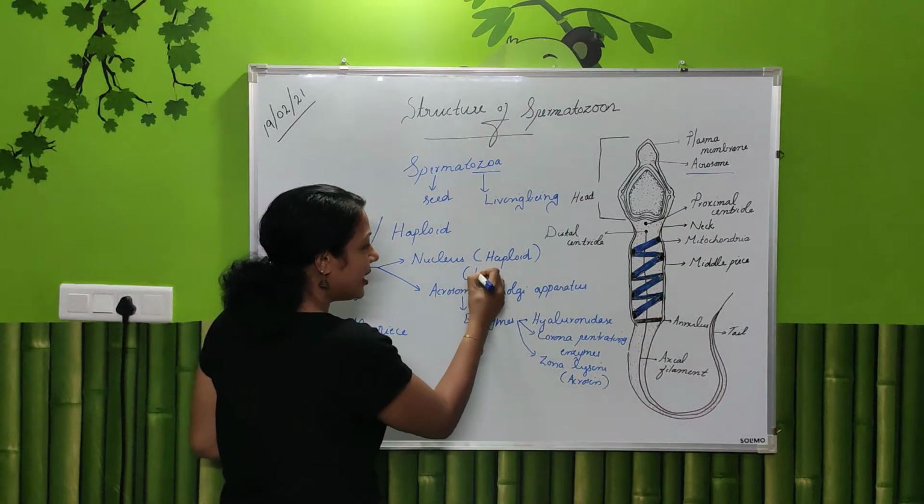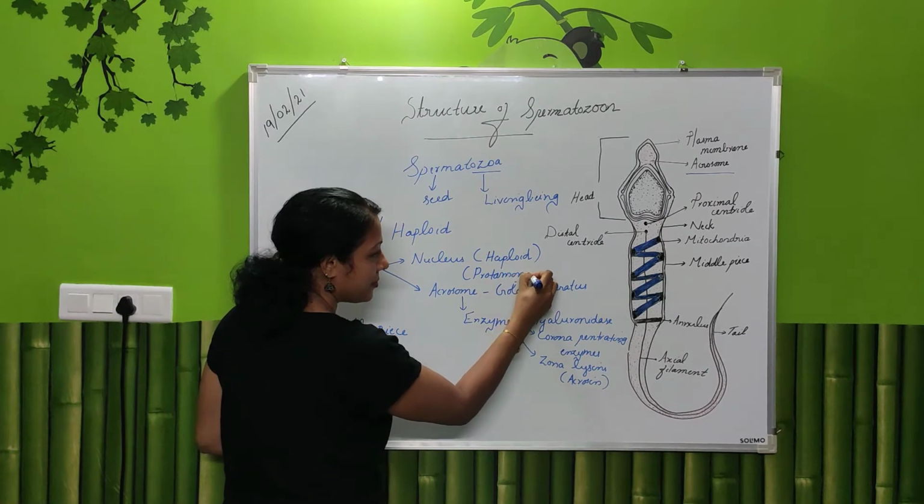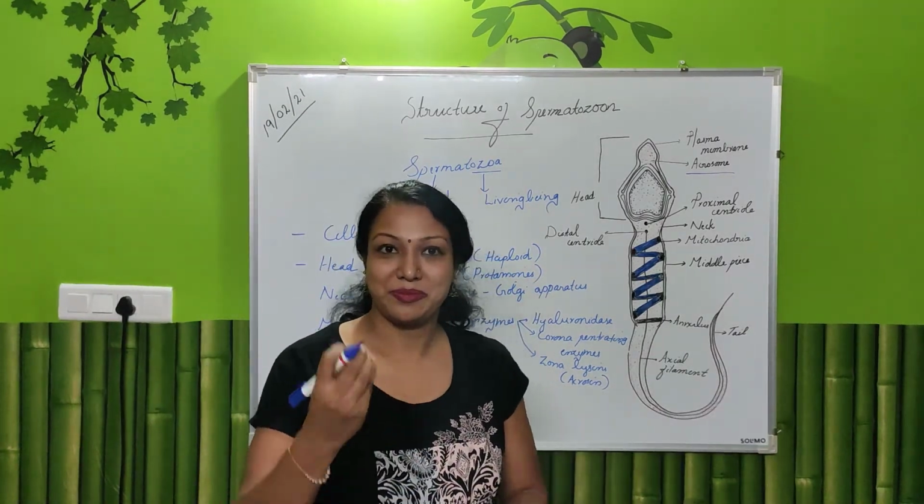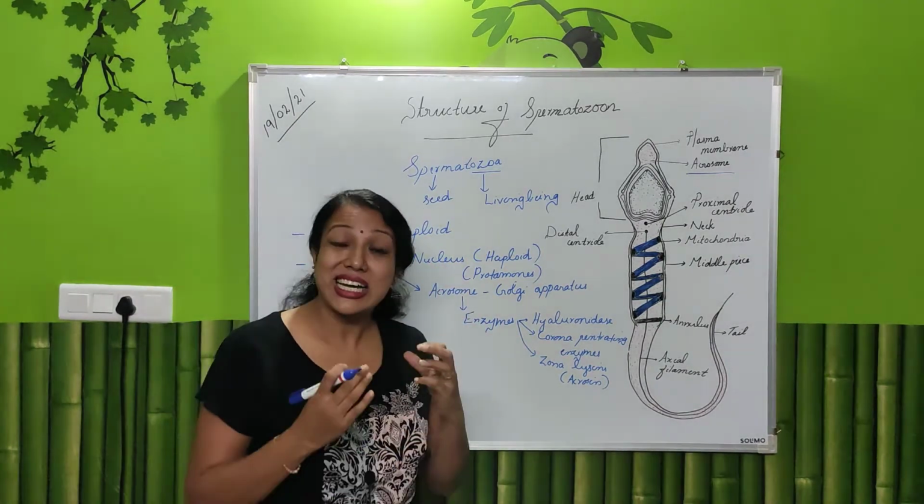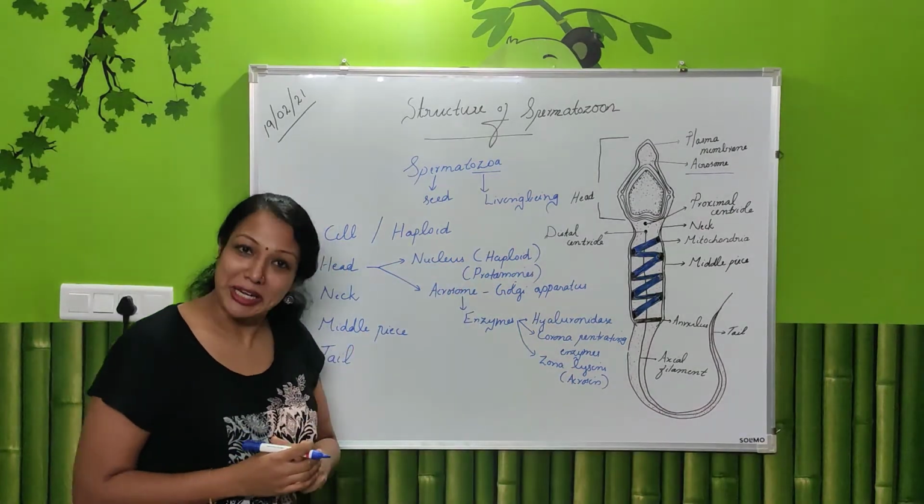Okay, here the proteins are called protamines. Protamines are arginine rich. Arginine is an amino acid. So protamine is an arginine rich protein. Okay, so this word also you should remember.